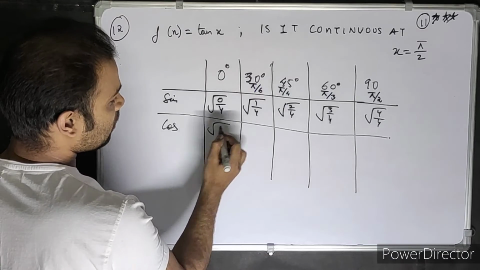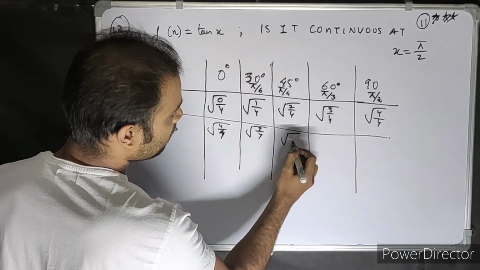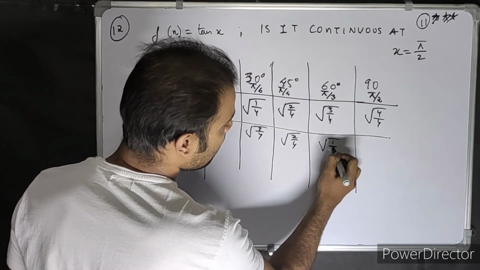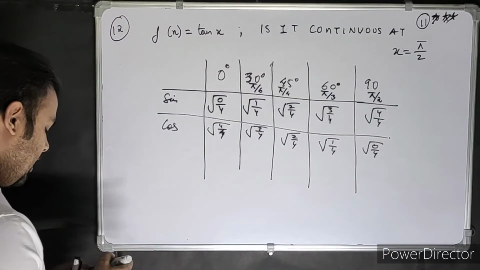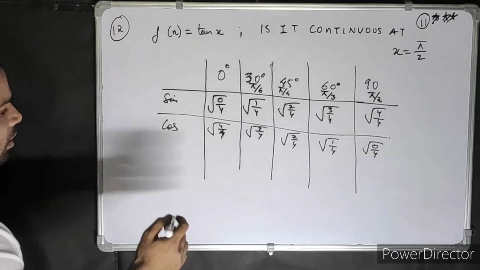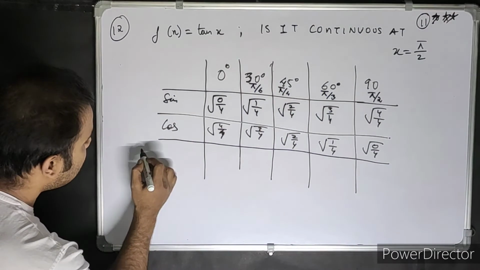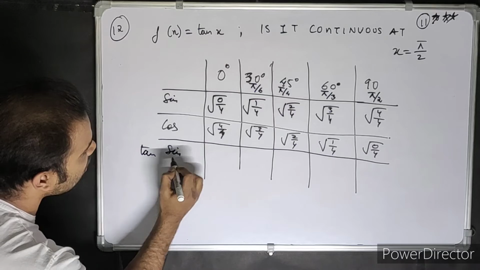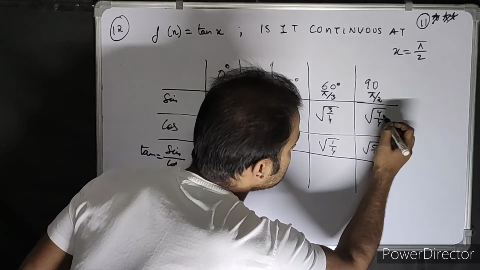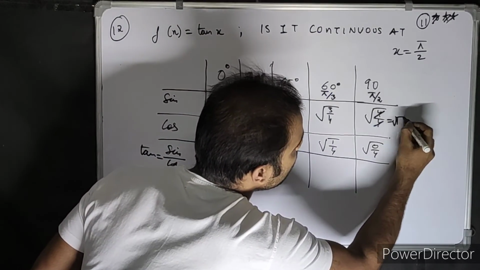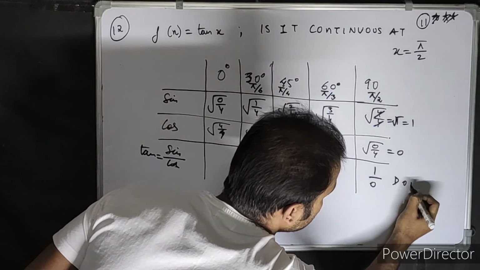Cos, just the opposite: 4 by 4, 3 by 4, 2 by 4, 1 by 4, and 0 by 4. Now any trigonometrical value you need, you can find out. All you need to remember is the sine and the cos. What is tan? Tan is sine by cos. So sine by cos at pi by 2: this is 4 by 4, that is 1. Root over 1 means 1. So this is 1 and this is 0. 1 by 0, not possible, does not exist.